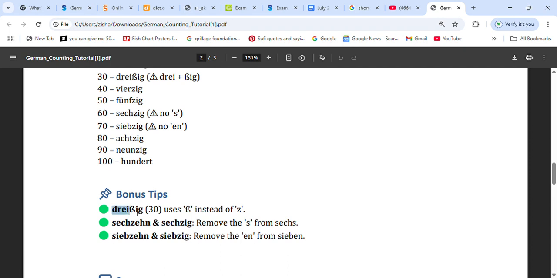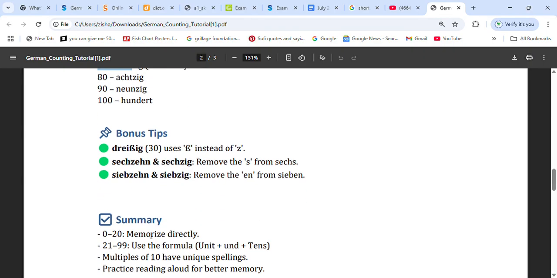Just a bonus tip, this is an exception only. Dreißig is written like this, you cannot put a z here. Okay, and sechzig: remove the s from this x. You can see here sechs, we have not put the s. And siebzig also, we have not put en, only siebzig. Okay, that's 60 and 70. I already told you about it, right?